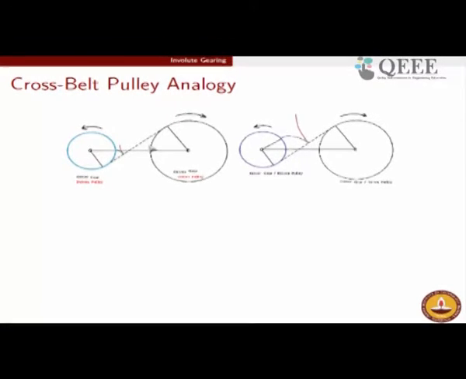But now let us tax our imagination and say that instead of fixing the paper to the reference frame, we are actually fixing the paper onto one of these gears itself, or one of these discs itself.